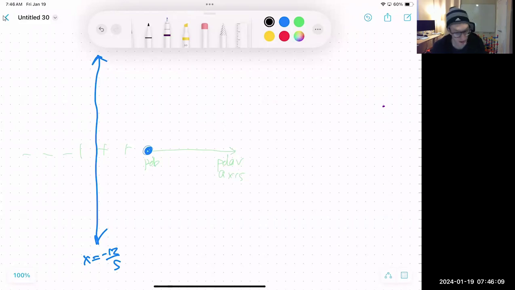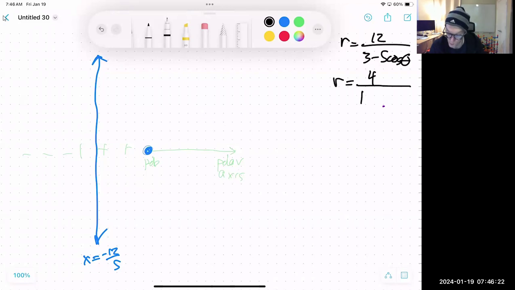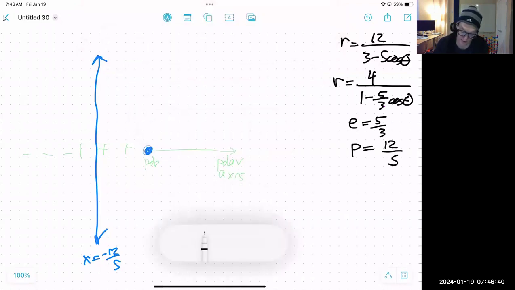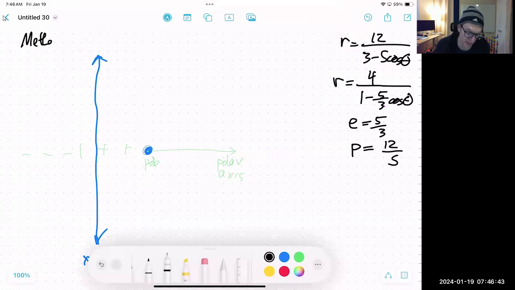Method number two, maybe I'll just rewrite the equation just so we have it here. R equals 12 over 3 minus 5 cosine theta. But of course, the first thing we do is to divide by 3. So this is really 4 over 1 minus 5/3 cosine theta. And it is from this that we extract the fact that the eccentricity is 5/3 and P is 12/5. Okay, so having done all that already, now this is method number two that I'm about to present to you, and I'm claiming that it's better. How does method number two work?